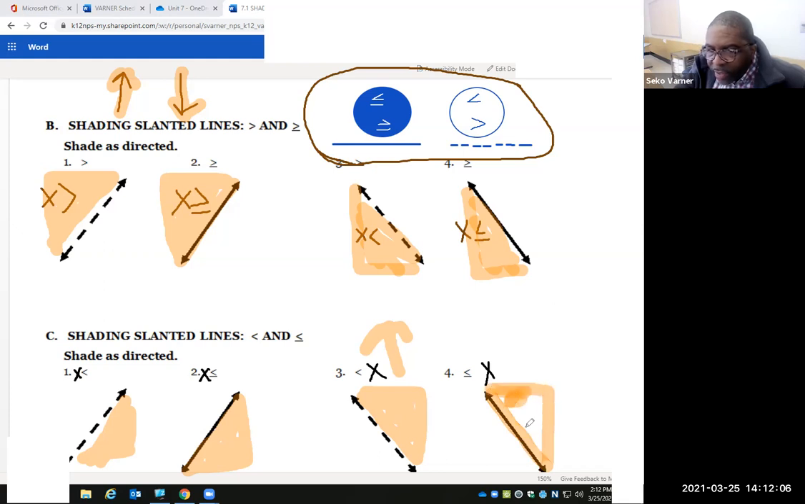So whenever X is the solution set, whenever the solution set is greater, you go up, even if it's greater than or equal to. And if it's less, then you go down, down, down. Okay. So that should help you on 7.1 when we're dealing with shading slanted lines. I'm not talking about dealing with shady people, but we're shading slanted lines.